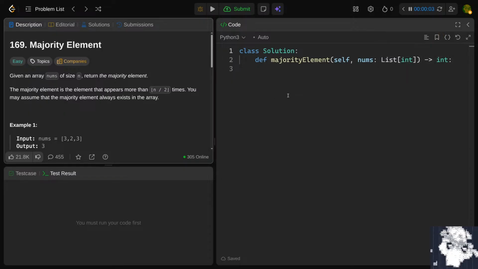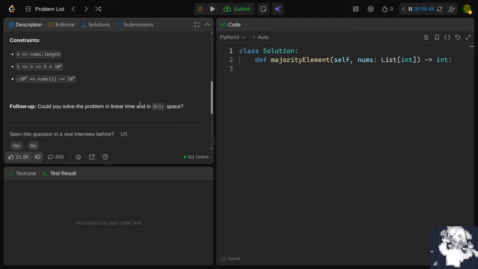Number 169, majority element. Difficulty easy. Given an array nums of size n, return the majority element. The majority element is the element that appears more than floor of n over 2 times. You may assume that the majority element always exists in the array. Okay, so we want to know the element that appears more than half the time. And I'm guessing we want to do this with one extra space, right? Yes, that's the follow-up here.